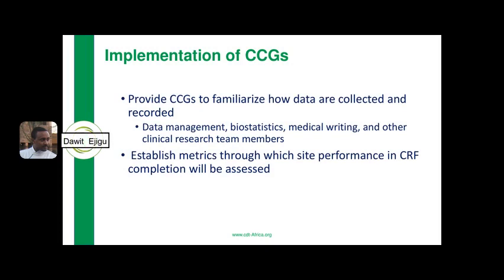We need to provide the CRF completion guidelines to various roles, including data management, biostatistics, medical writing, and other clinical research team members, in order to familiarize them on how data are collected and recorded. We need also to establish metrics through which site performance on CRF completion will be assessed. This is just to see areas of improvement and continuously improve on the CRF completion process.